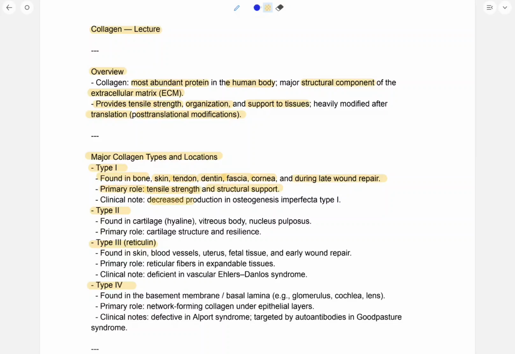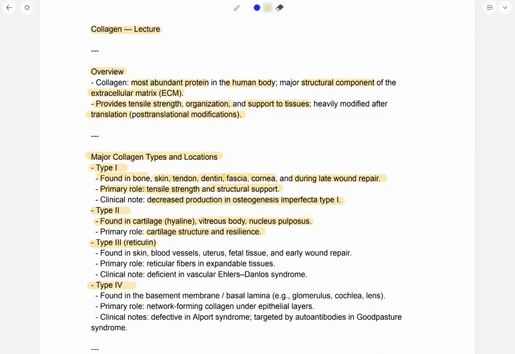Clinical note: type 1 collagen production is decreased in osteogenesis imperfecta type 1. Type 2 collagen is found in cartilage, hyaline cartilage, vitreous body, and nucleus pulposus. The primary role of type 2 collagen is cartilage structure and resilience.